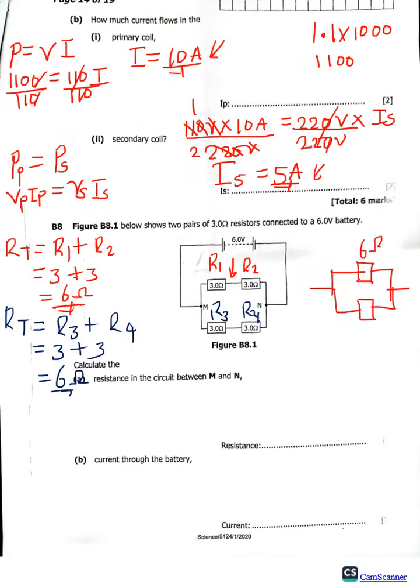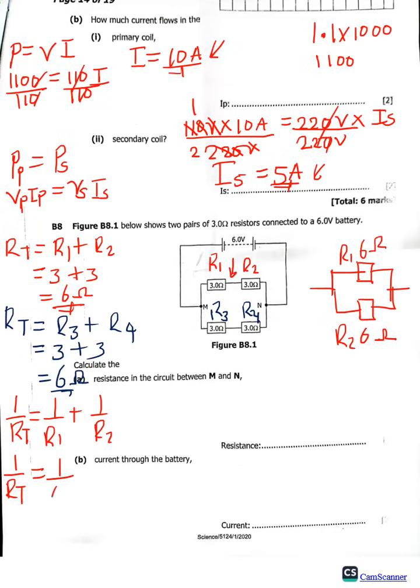So we have 6 ohms here, also 6 ohms here. Now the remaining part is we need to combine the two. Since they are connected in parallel, we are going to use this formula: 1 over RT is equal to 1 over R1 plus 1 over R2. This one will be R1, this one will be R2. So 1 over RT is equal to 1 over 6 plus 1 over 6.